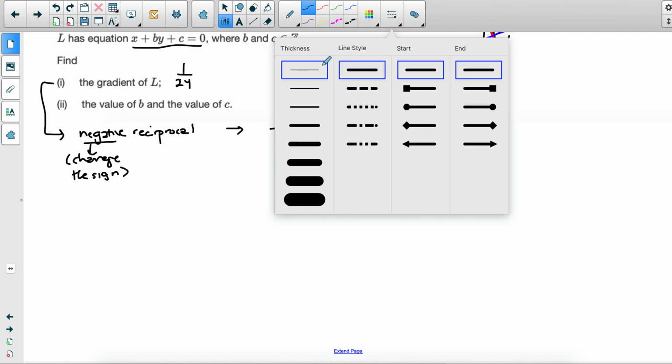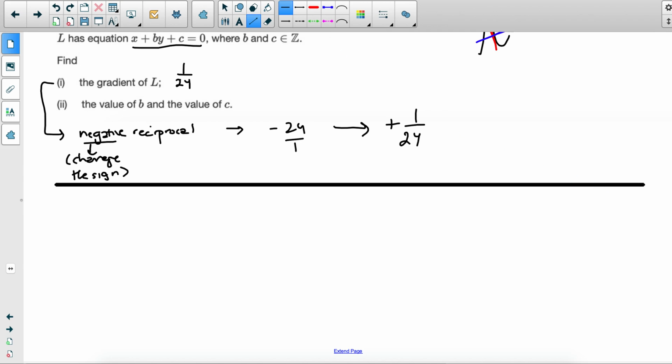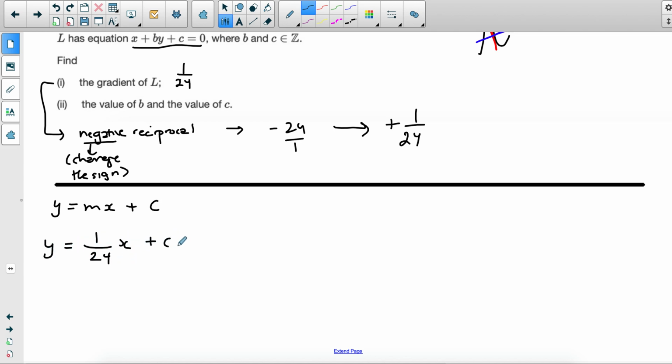So the first method is to go, well, you have y equals mx plus c. You can use this method. We have the gradient, and that is 1 over 24 x plus c. We need to find the c, and the c I'm referring to is not the same c. This is just the y-intercept c. So again, be aware this c is a different one. It's just the y-intercept c.